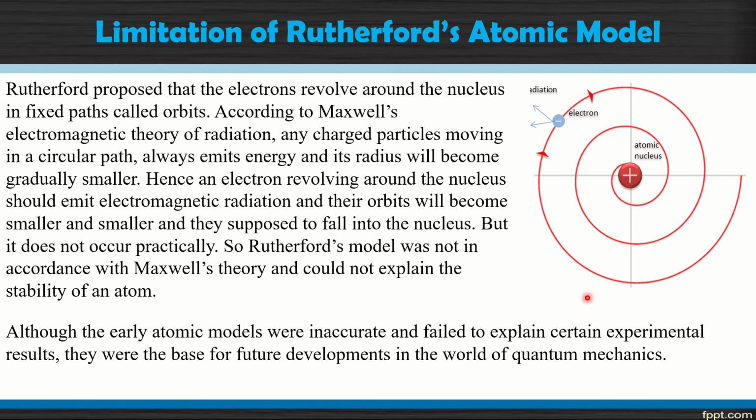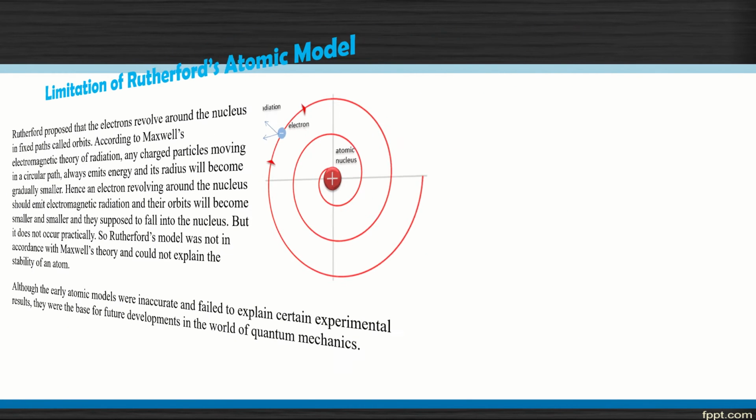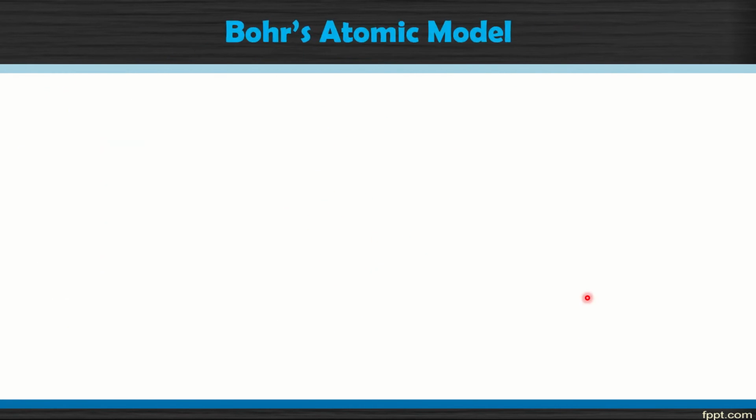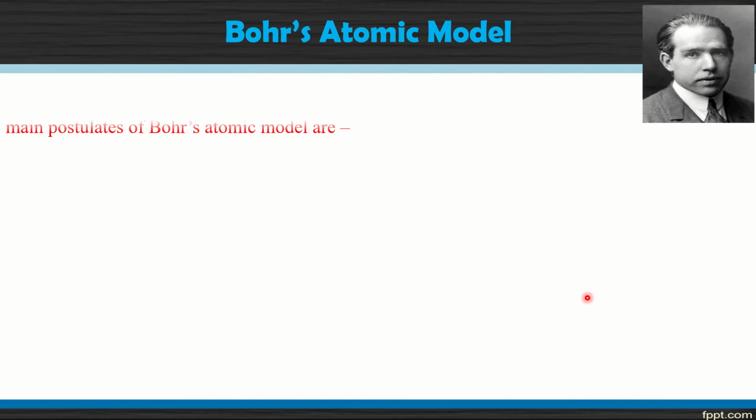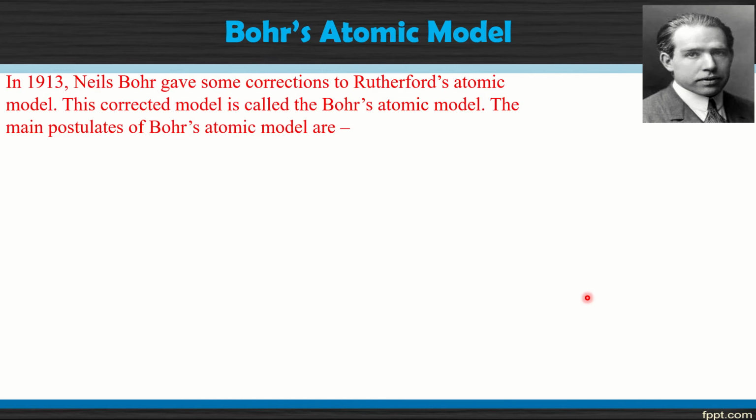Although the early atomic models were inaccurate and failed to explain certain experimental results, they were the base for future developments in the world of quantum mechanics. Now, in 1913, Niels Bohr gave some corrections to Rutherford's atomic model. This corrected model is called Bohr's atomic model.